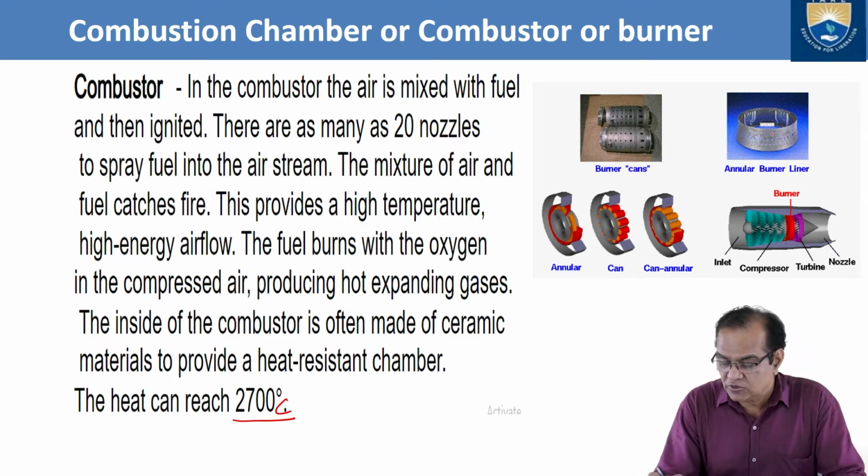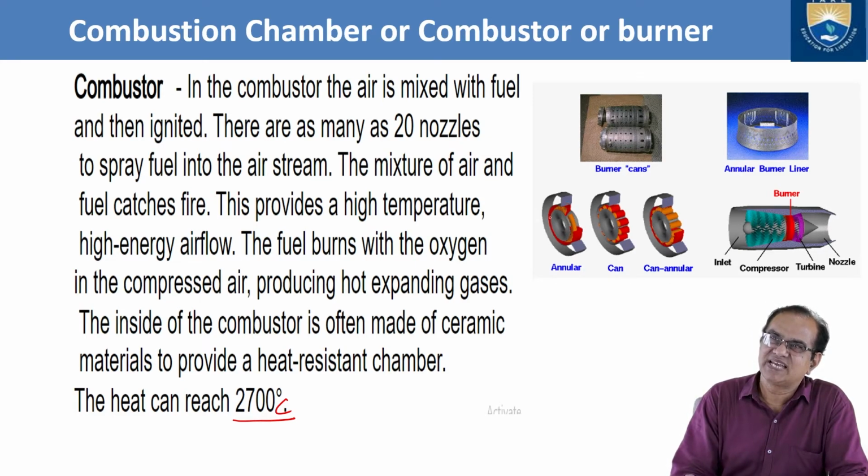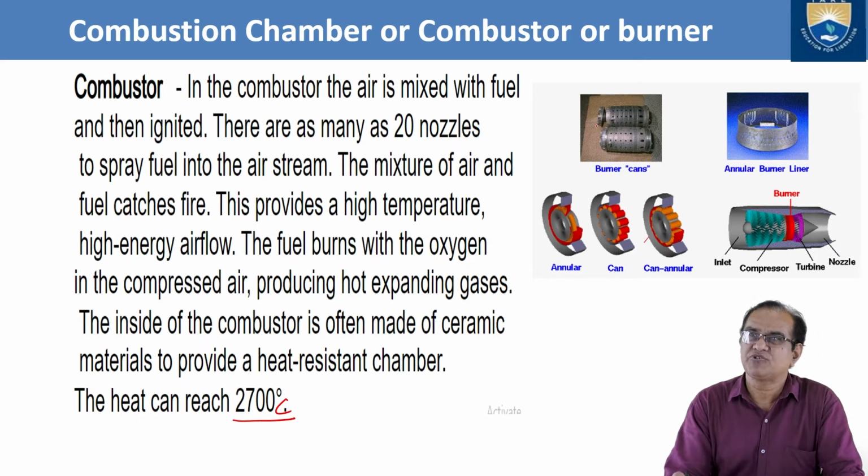Here you can see there are three types of combustion chamber: annular, can, and can annular. The annular is just a casing, only one part. Here we have a number of cans, 5 or 10 of them, where the burning is inside. In this other type, the can is there and after that the annular is also there, so it is called the can annular type. You can see here it is a can.